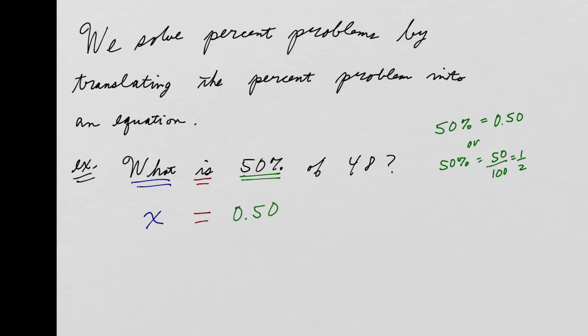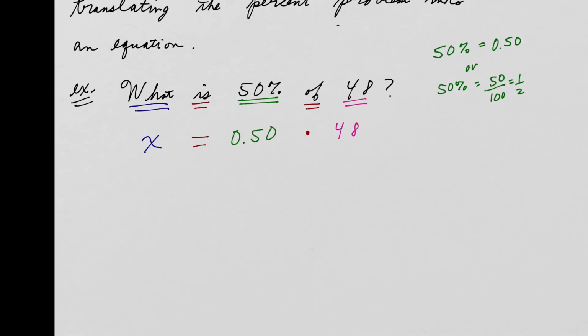So 0.50. Remember, of means multiplication. So the of here is multiplication. And then finally, the number here is just a number, 48. So we could just write 48. So this equation is x is equal to 0.50 times 48. I'll write it in parentheses so it's cleaner. You can see it's multiplication.